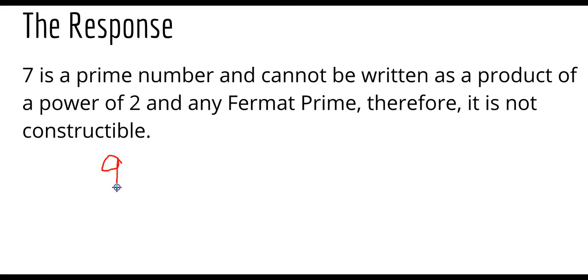So 9 isn't prime. 9 can be written as 3 times 3, and 3 itself is a Fermat prime. But we can't write it as... oh dear. So for example, 9 is not prime. It's a product of 3 times 3, but it's not constructible because it's not written as the product of a power of 2 and any combination of distinct Fermat primes.